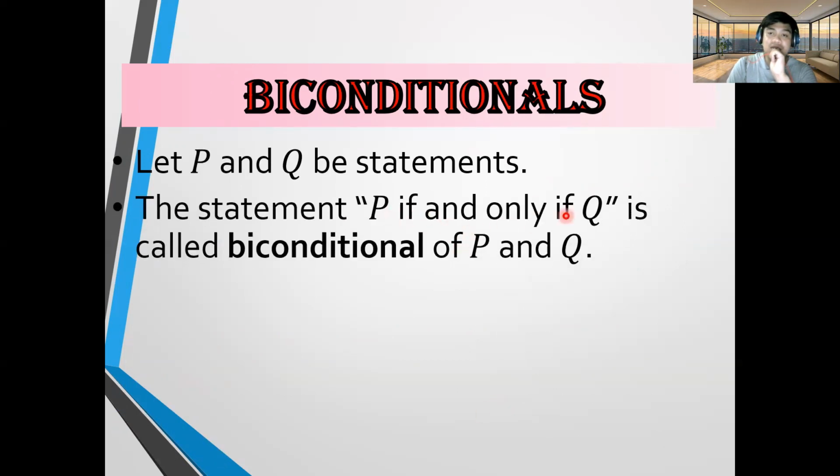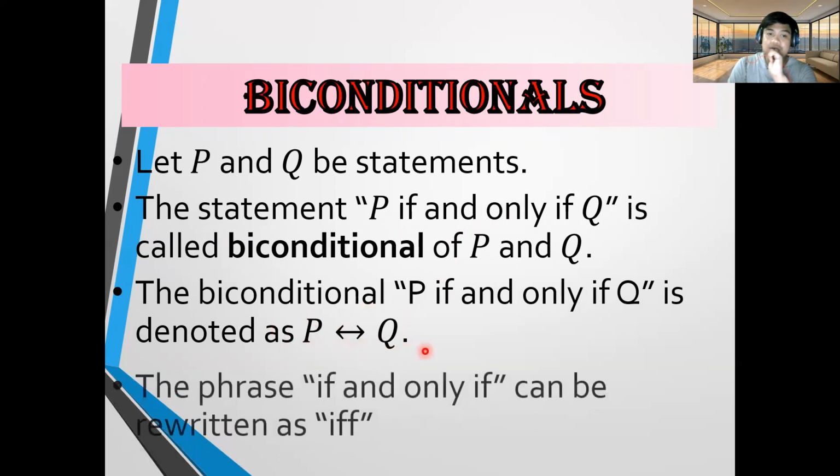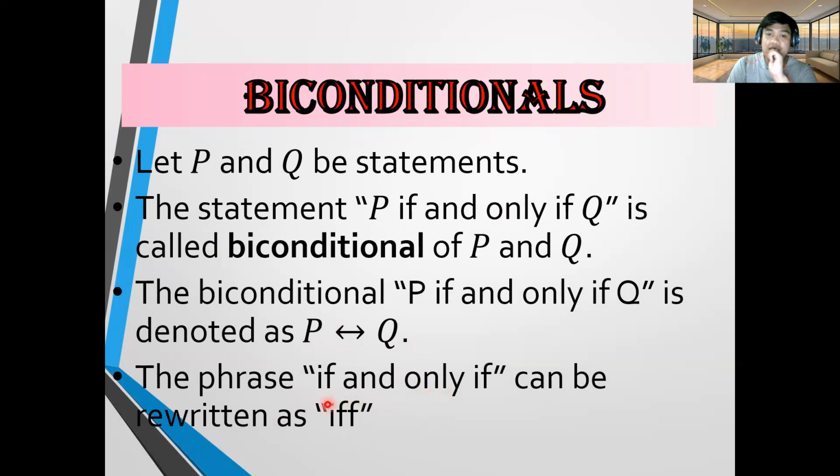So P if and only if Q is a biconditional of P and Q. We use a double arrow to denote biconditional statements, and this is read as P if and only if Q. The phrase "if and only if" can be written as IFF or "if and only if."